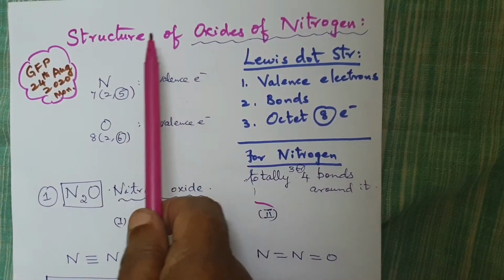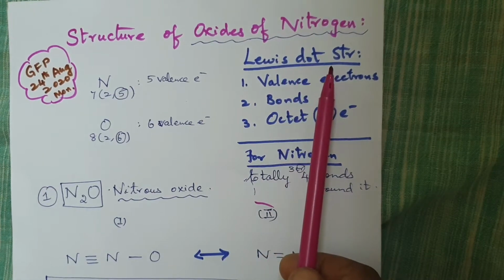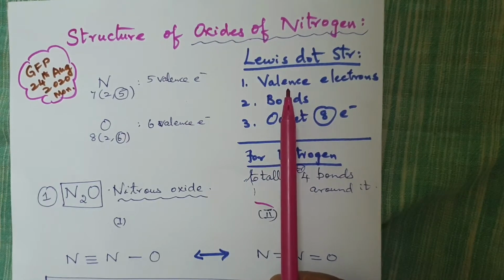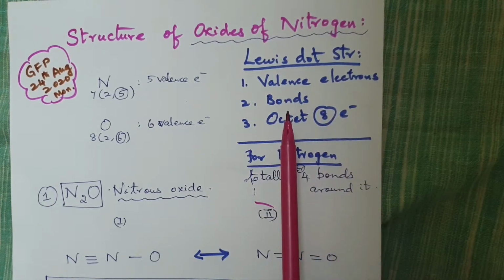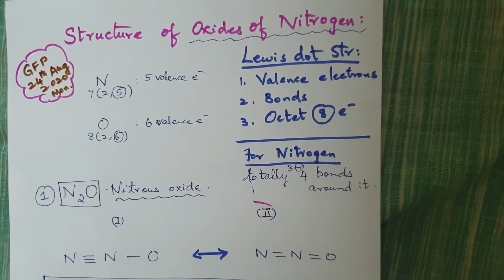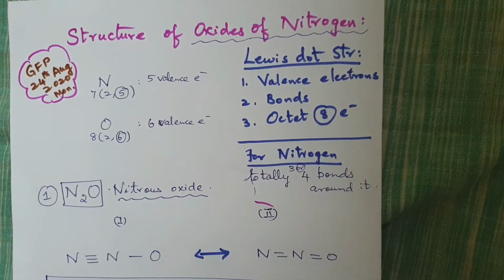How do we write down the structures of the oxides of nitrogen according to the Lewis dot structure? Three things you'll have to bear in mind. First, you'll have to know the total number of valence electrons present in each atom for the particular compound and how many bonds are present around that particular atom. And thirdly, you'll have to remember that every atom in that compound has to fulfill the octet, that is, 8 electrons should be present around every atom in that compound.